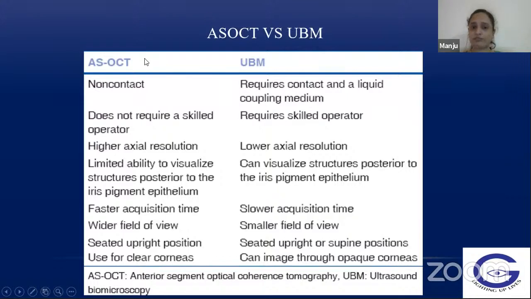And the advantage of AS-OCT over UBM include its non-contact, high axial resolution, faster acquisition time, wider field of view. It can be done in the upright position, but the drawback is limited ability to visualize the structures posterior to the iris pigment epithelium.